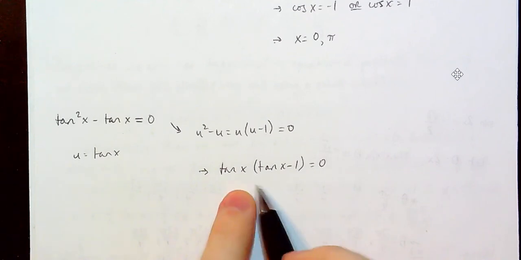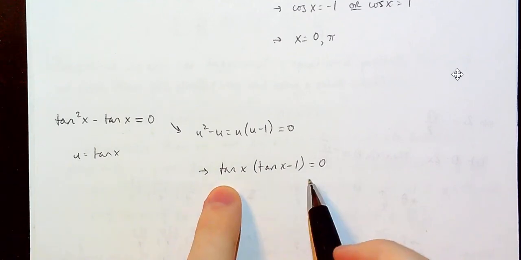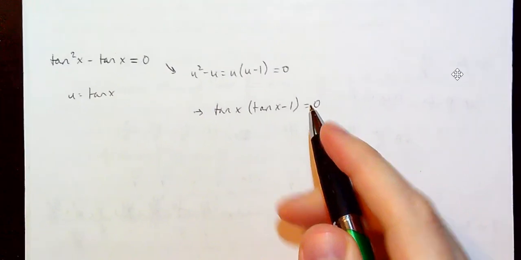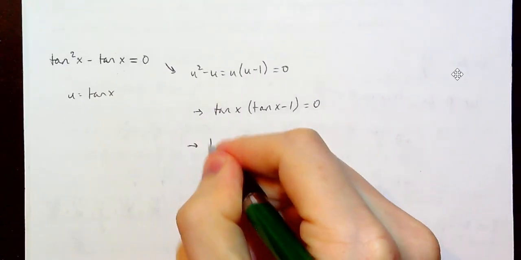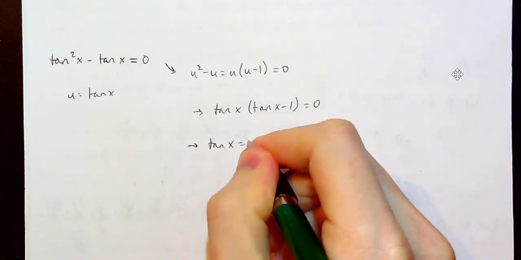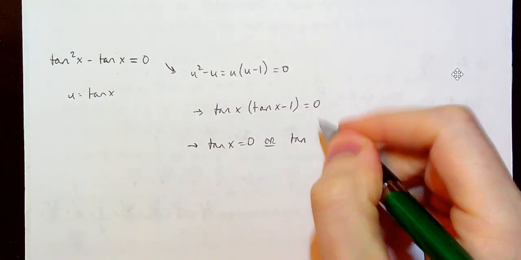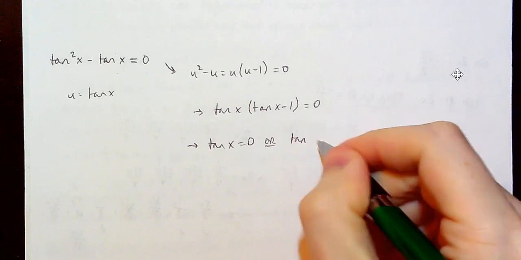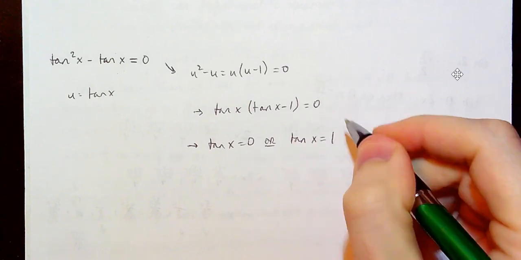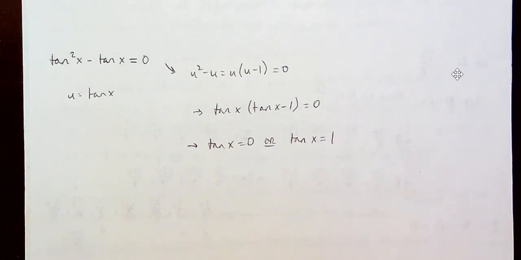And again, product of two factors equaling 0, that means either factor can be 0 on its own. So tan x equals 0, or tan x minus 1 equals 0, which means tan x is equal to a positive 1.